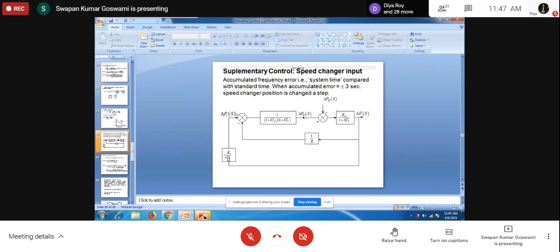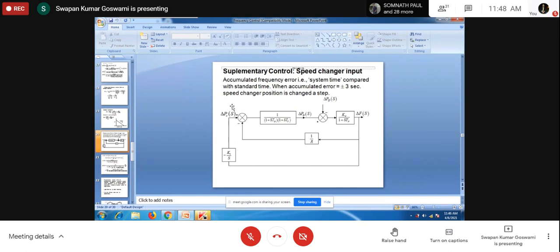And we know that if you analyze any integral control, if you want to make the steady state error zero, then it has to be integral control. In integral control only, the steady state error is zero. So here also the speed changer input has to be an integral control. How that integral control will be implemented, we will discuss.